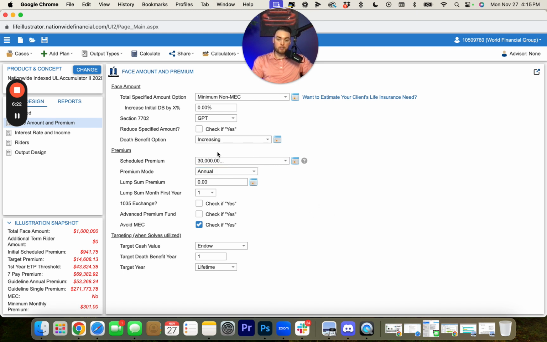And now what's going to happen is that this is going to calculate for this number, the death benefit. Based on a 40-year-old male putting in $30,000 a year, what is the smallest amount of death benefit we can possibly give them for that number? Now, the minimum non-MEC is going to be different for everybody. It's going to be different based on their age, whether they're male or female, and whether or not you're putting in a lot of money.